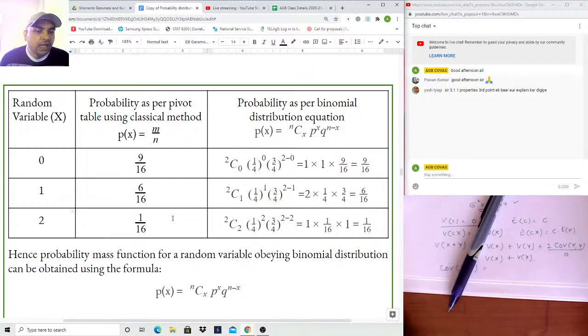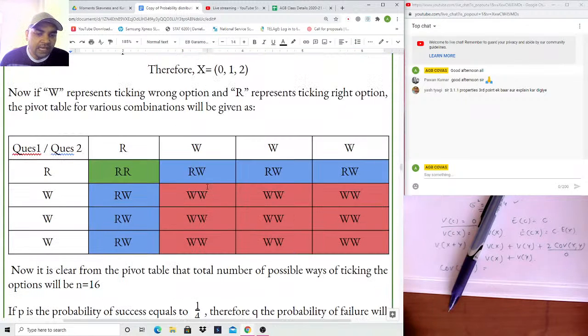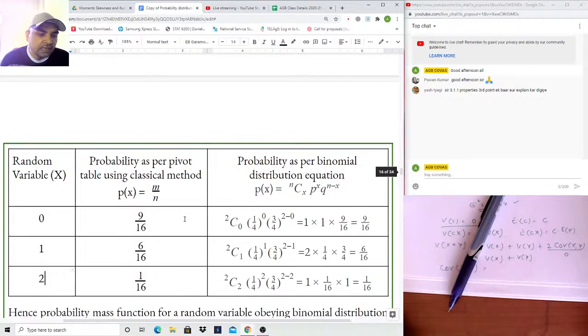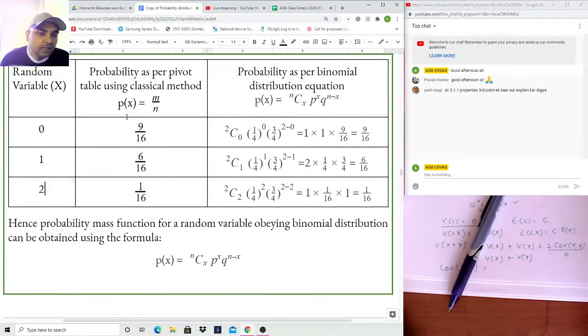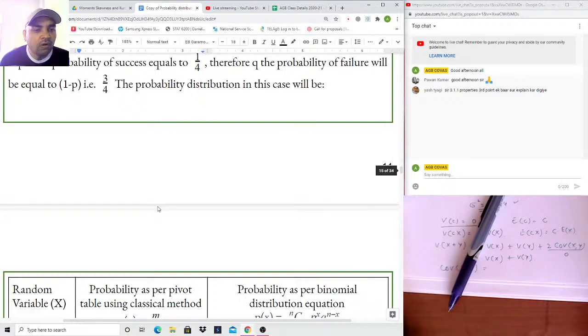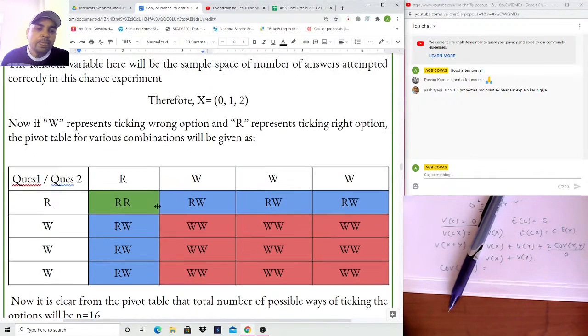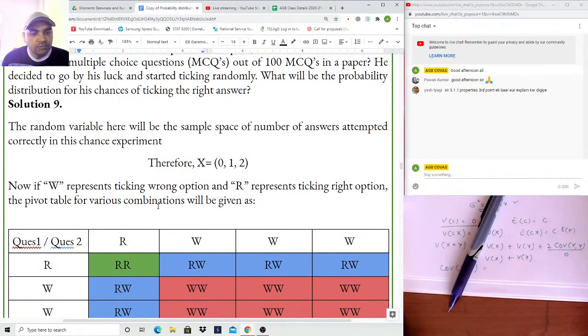So the probability distribution will be given by, our random variable is 0, 1 and 2. And from our pivot table, we have: none of the questions correct, 9 by 16; one question correct, 6 by 16; and two questions correct, 1 by 16. Now this has met all the preconditions of a binomial distribution.